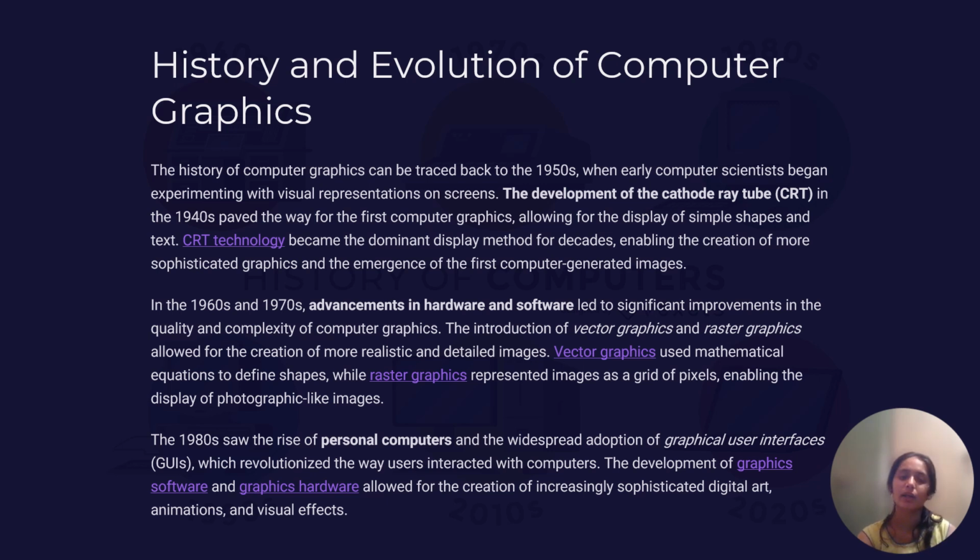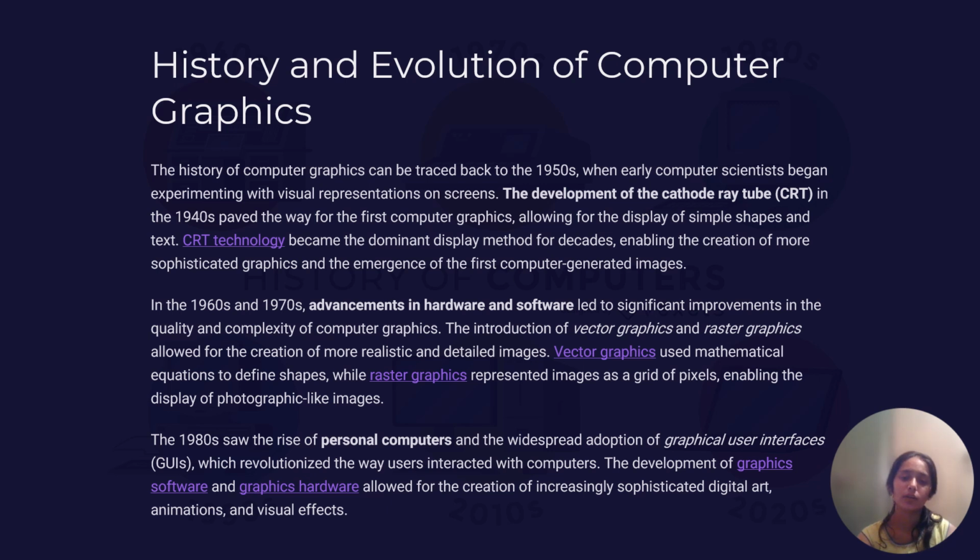CRT technology became the dominant display method for decades, enabling the creation of more sophisticated graphics and the emergence of the first computer-based images. In the 1960s and 1970s, advancements in hardware and software led to significant improvements in the quality and complexity of computer graphics. The introduction of vector graphics and raster graphics allowed the creation of more realistic and detailed images.